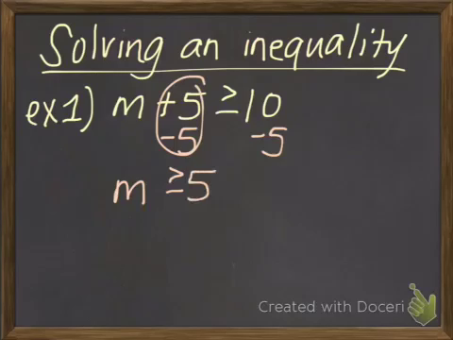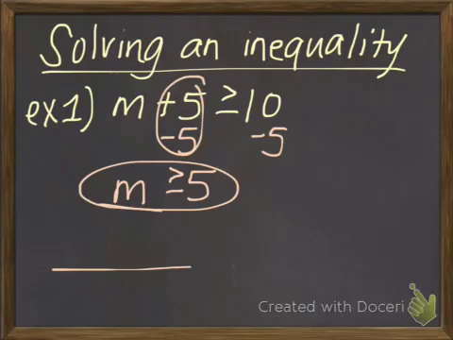So my solution is m is greater than or equal to 5, but then it tells me to graph and check your solution. So I need to make a number line. Okay, and the point that I need on here for sure is 5. It doesn't really matter where it goes. We did this before in Math 6 towards the very end of the book, so this should be a review.